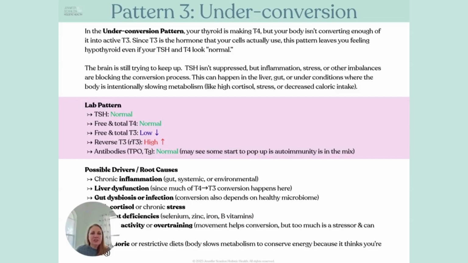So on labs, this is going to show up as a normal TSH, a normal T4, but your T3 is going to be low. Your reverse T3, if you can get that checked, is going to be high. Antibodies are going to usually be normal. You might start to see some pop up if autoimmunity is in the mix, but you don't have to have antibodies showing for this to be your pattern.